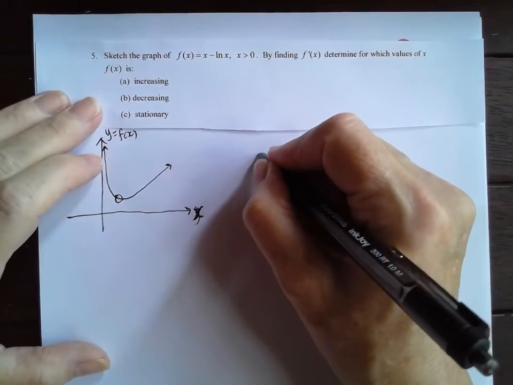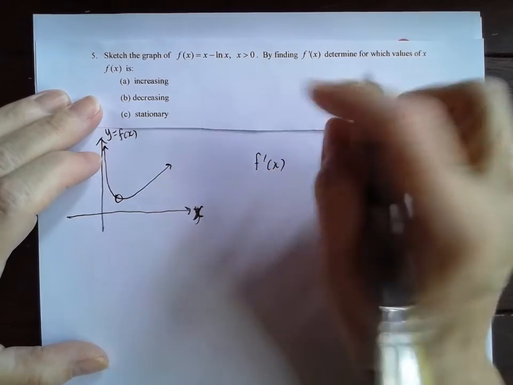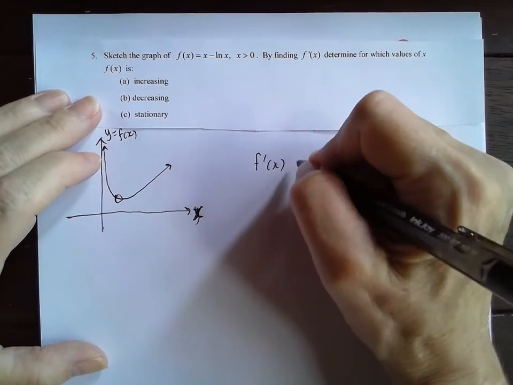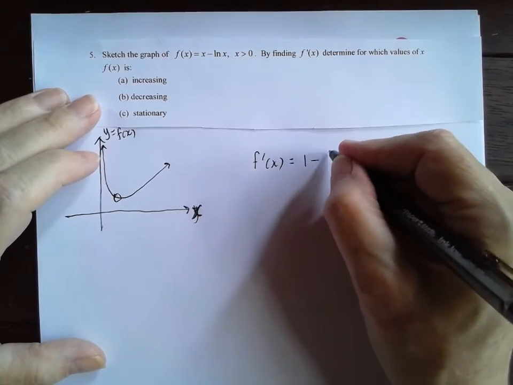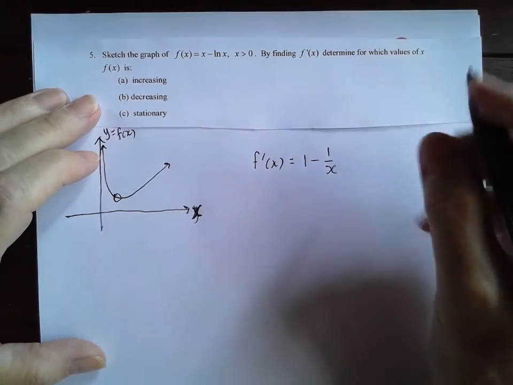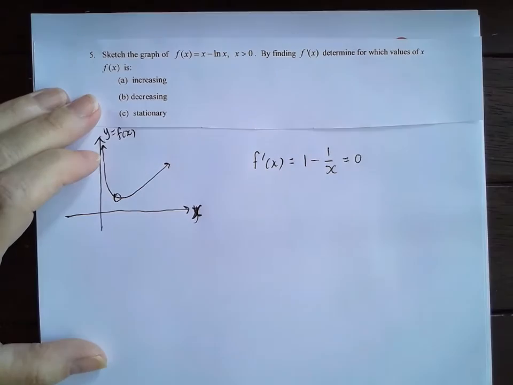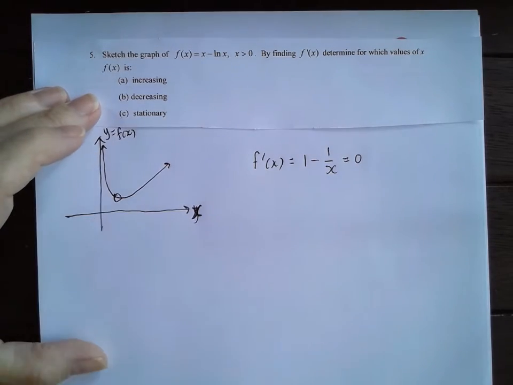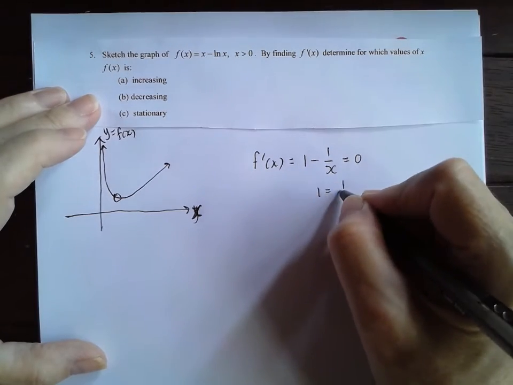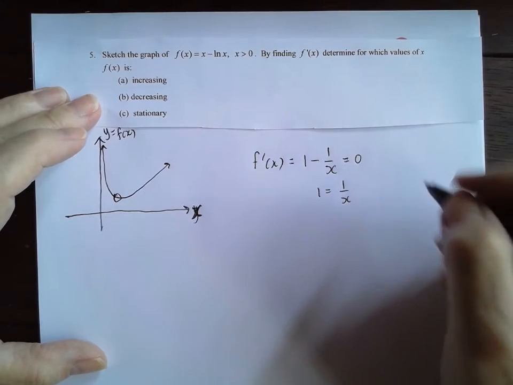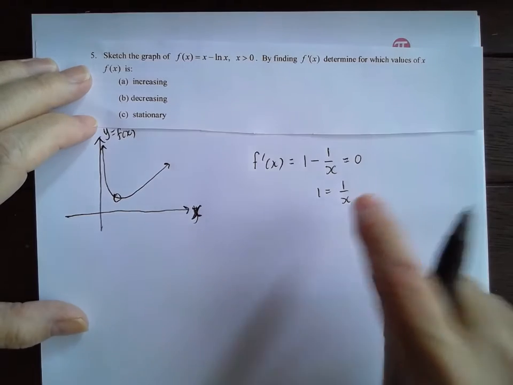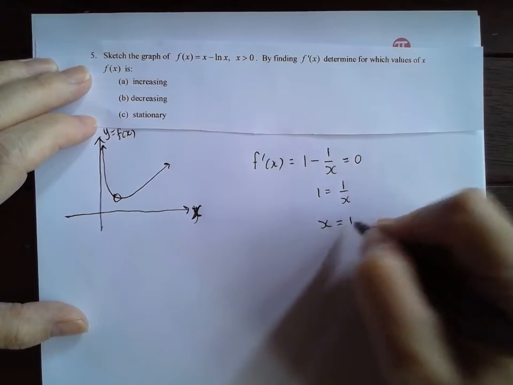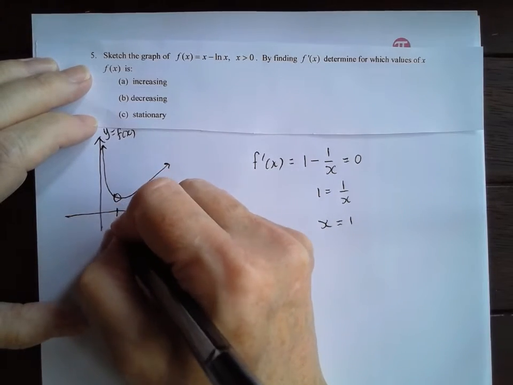So let's do that. F dash of x, well, the derivative of that is super easy. The derivative of x is 1 and the derivative of ln x is 1 on x. So I've found the derivative, and if I set that equal to 0, that should get me that turning point right there. So 1 equals 1 on x. Now you have to be careful in these instances sometimes, when x can be 0 and whatnot, but I can see really clearly here that x has to be 1. So I know the turning point is when x equals 1.